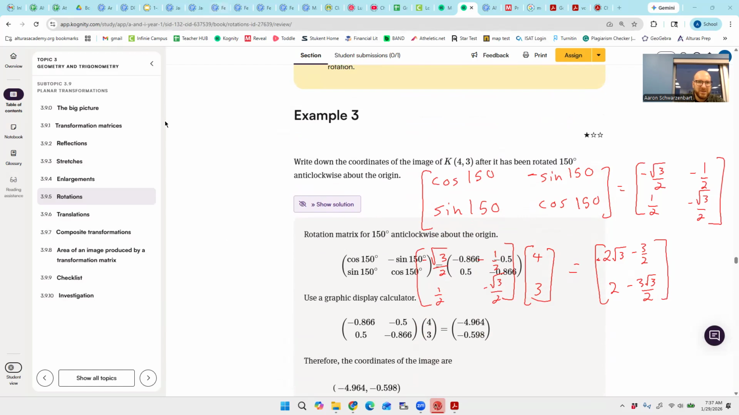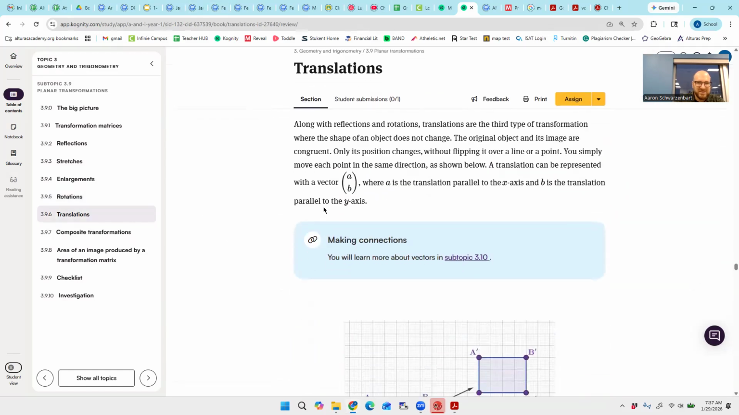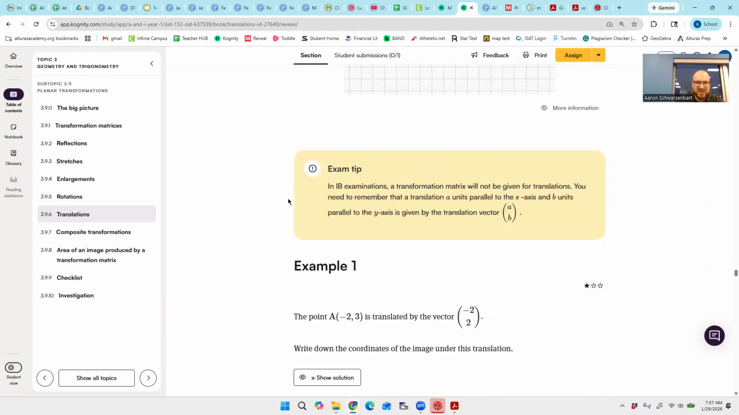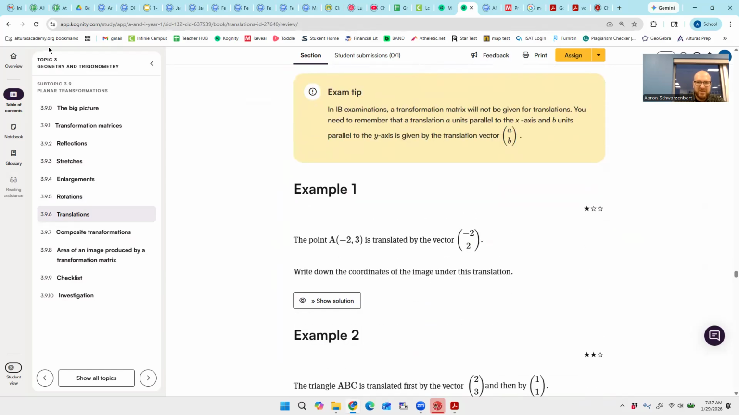Now it's time to talk about translations. Translations, moving from one place to the other. So write down these coordinates under the translated by the vector. A transformation matrix will not be given for translations. You need to remember that a translation is just moving it. So this moves it down.